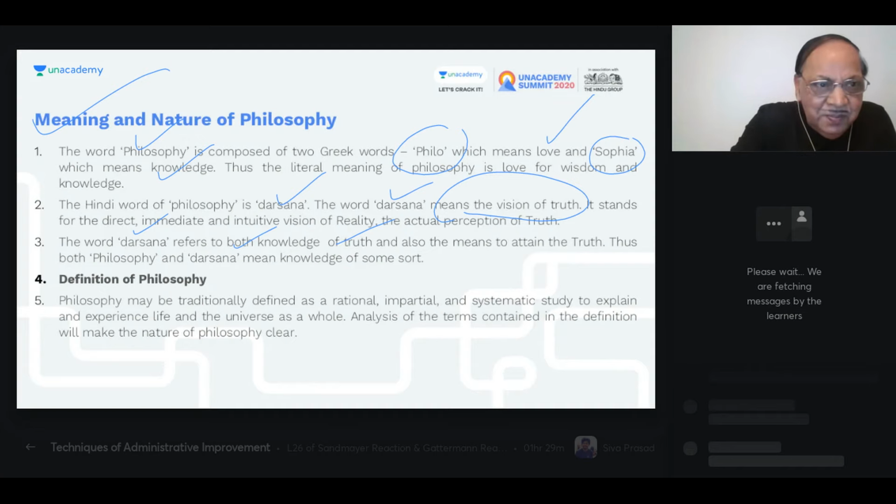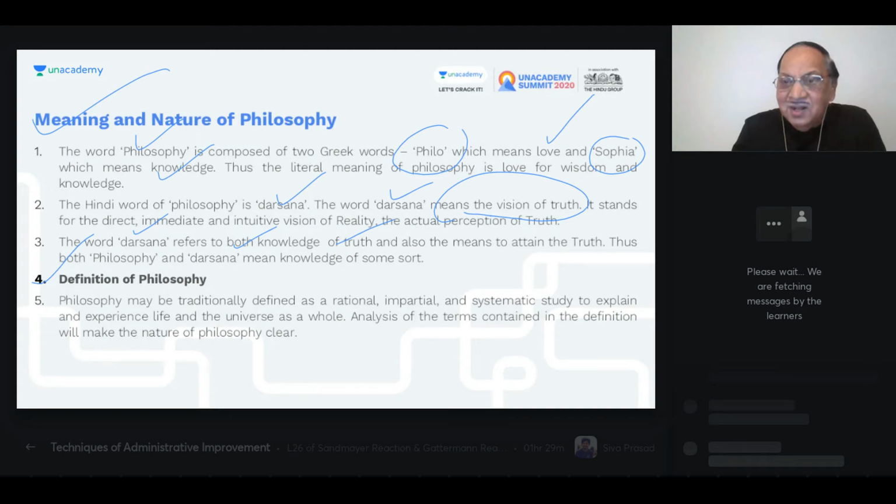Now, keeping in view this literal sense of philosophy, there is a definition of philosophy. See, I'm going to present before you a definition of philosophy which will make you feel how beautiful, how important, how helpful this subject is.